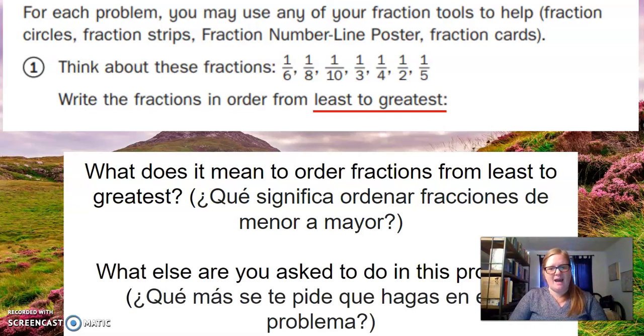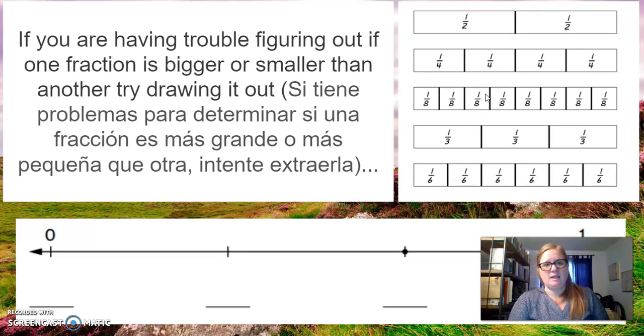What else are you asked to do in this problem? You need to write them in order from least to greatest and to just look at them and see, well, actually you have another problem in number 2. But if you're having trouble figuring out if one fraction is bigger or smaller than the other, try drawing it out just like I had done.